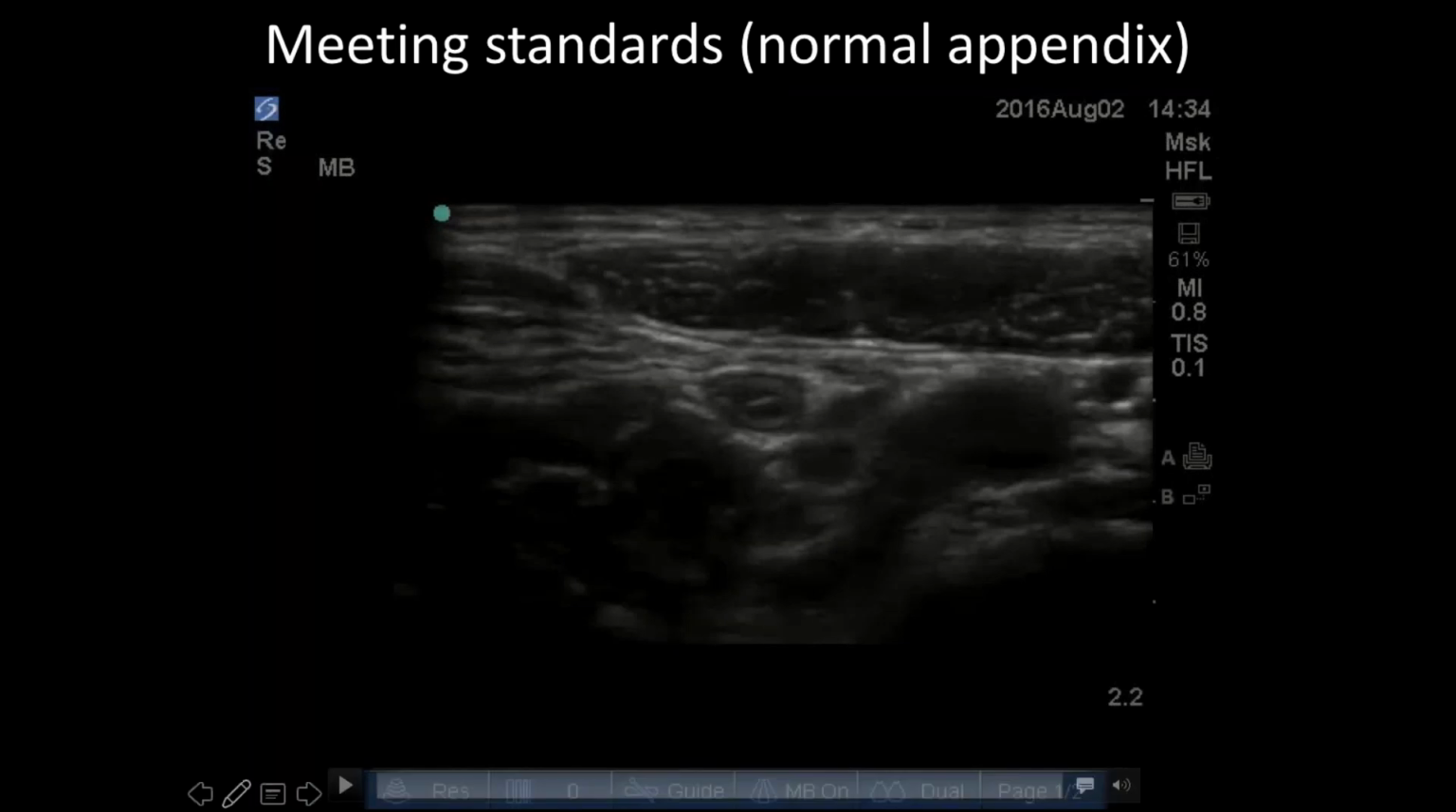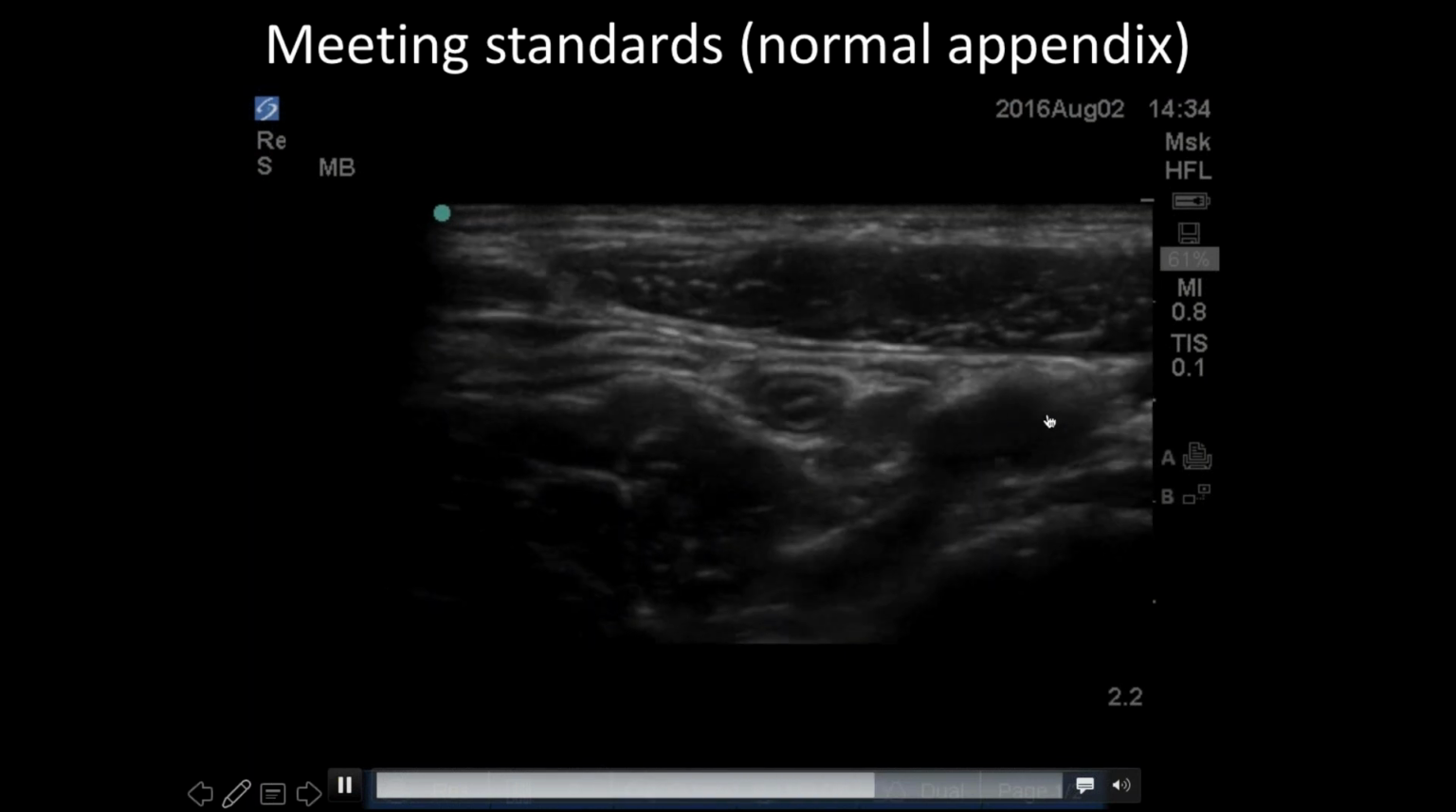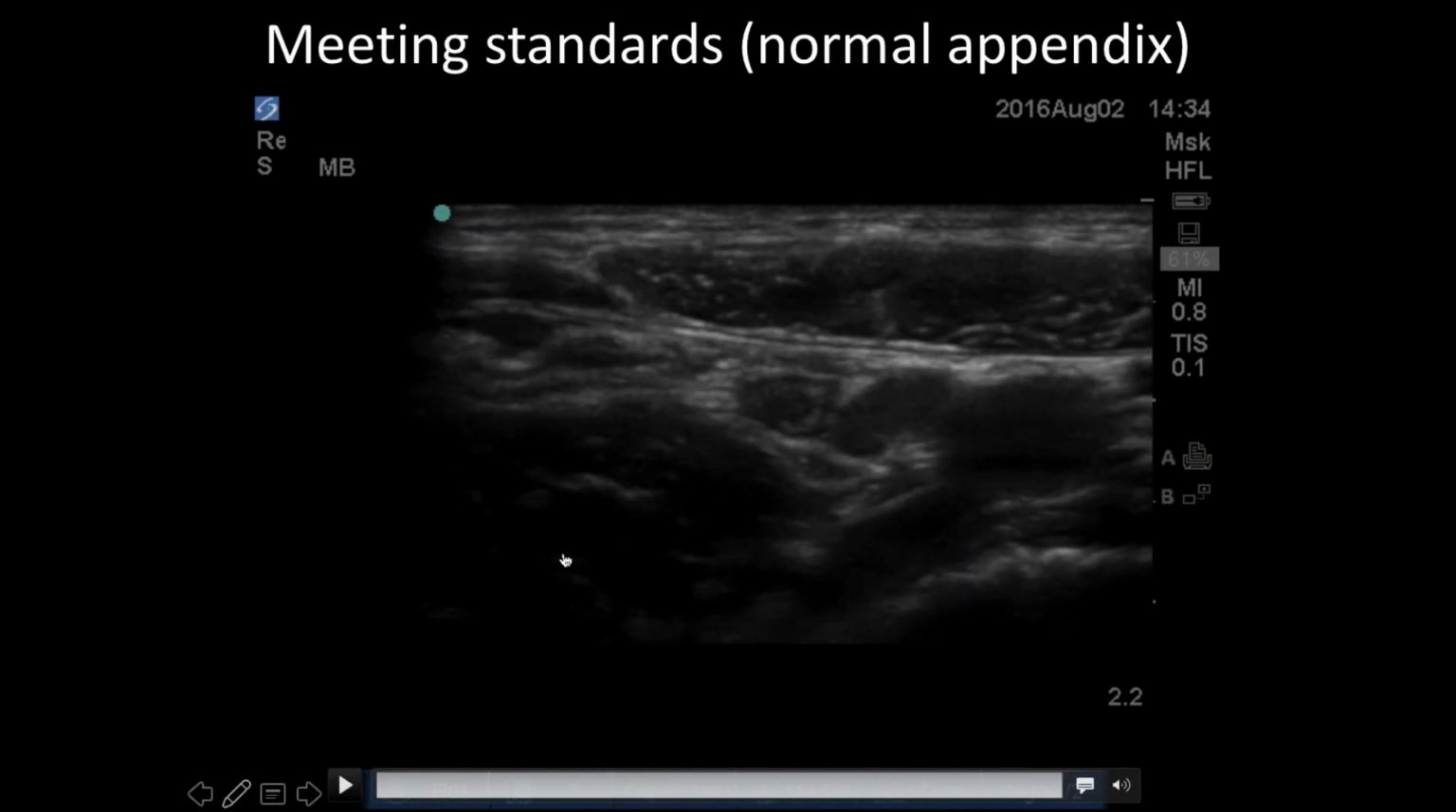Very reassuring. This patient that I'm scanning here is interesting in a way, and I'm going to play this clip. You can see here that this is the iliac vessel, and this is the psoas muscle. So iliac vessel, psoas muscle, and then this is the structure of interest right here. This is the appendix.